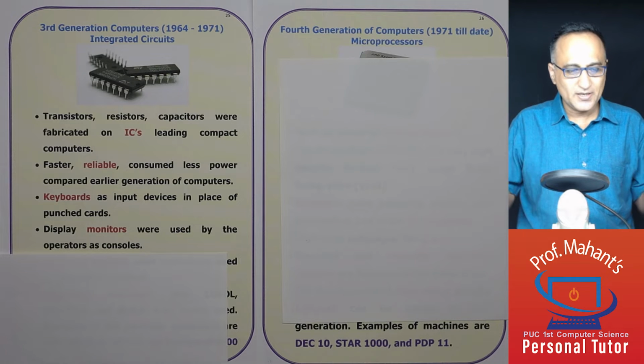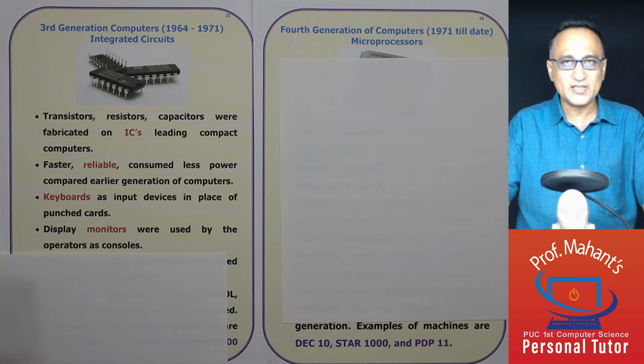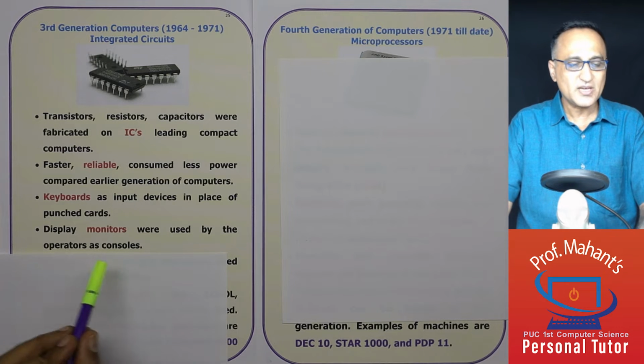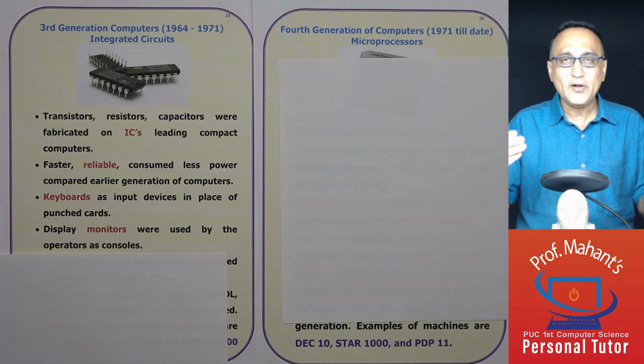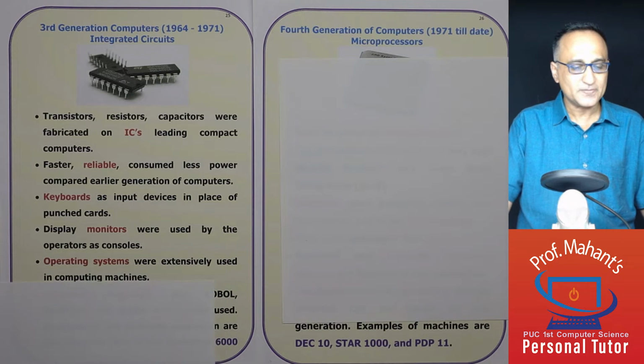The output was still the printout. Another important change was that we began to have display monitors like the current monitors. Not the LCD or LED monitors you use today, but mostly CRT, cathode ray tube based monitors, which were used by the operators, known as console operators, for looking at what is on the screen.